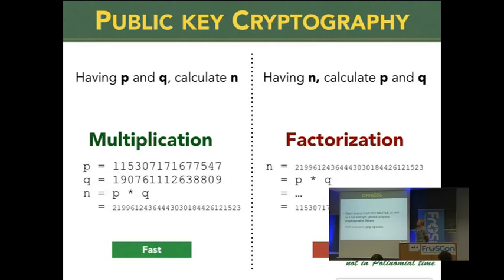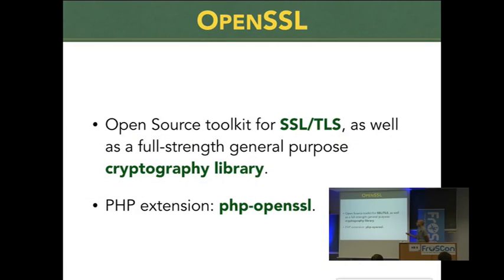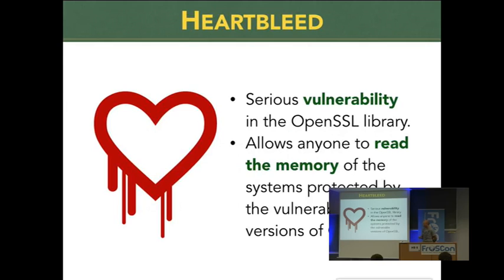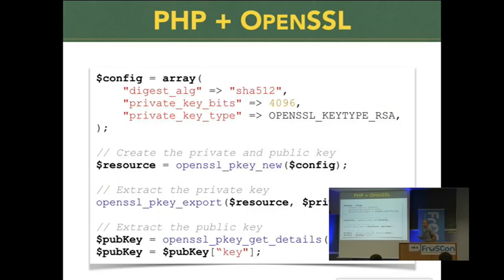We'll use OpenSSL for the example, which is a general purpose cryptography library. And because we have an extension, PHP OpenSSL, we can use it from PHP. Okay. We all know what happened with OpenSSL a few months ago. So how can we use OpenSSL from PHP?